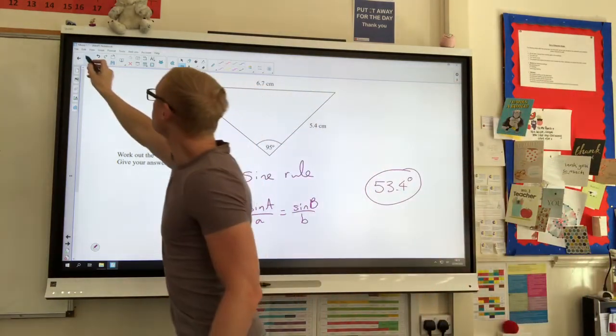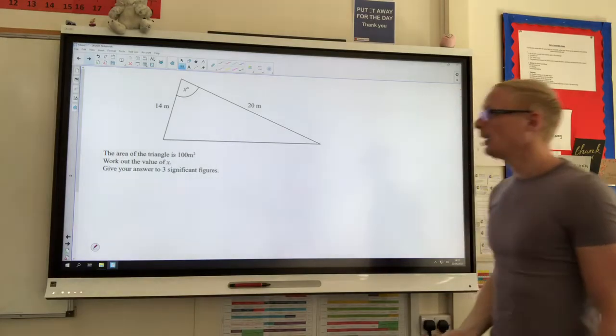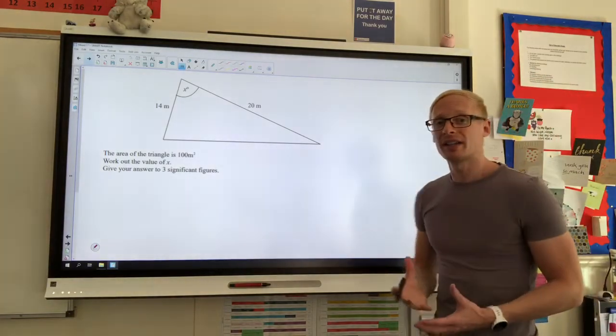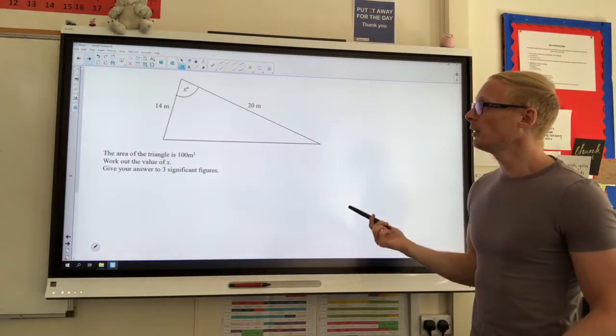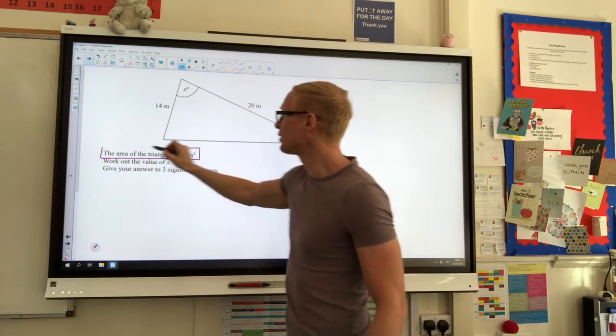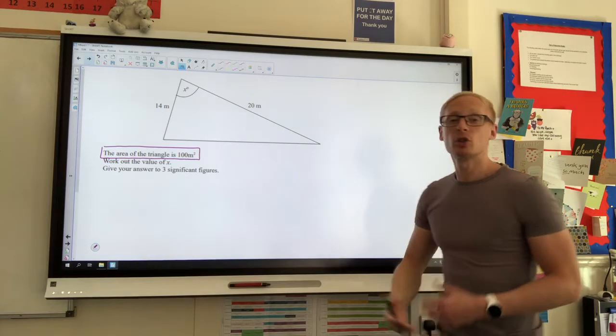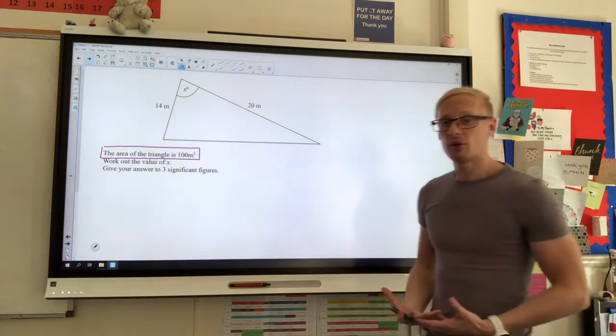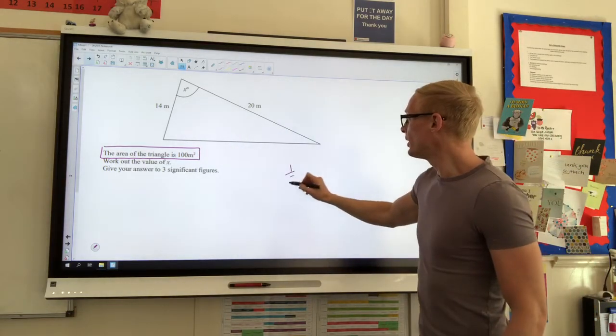Okay, last one is this one. Now this is what I was saying about a slight exception, because you can see from the question here that they're talking about the area already. They're saying the area is 100 meters squared. So as soon as you see that, you know you're going to use the area rule. So using half ab sin C.